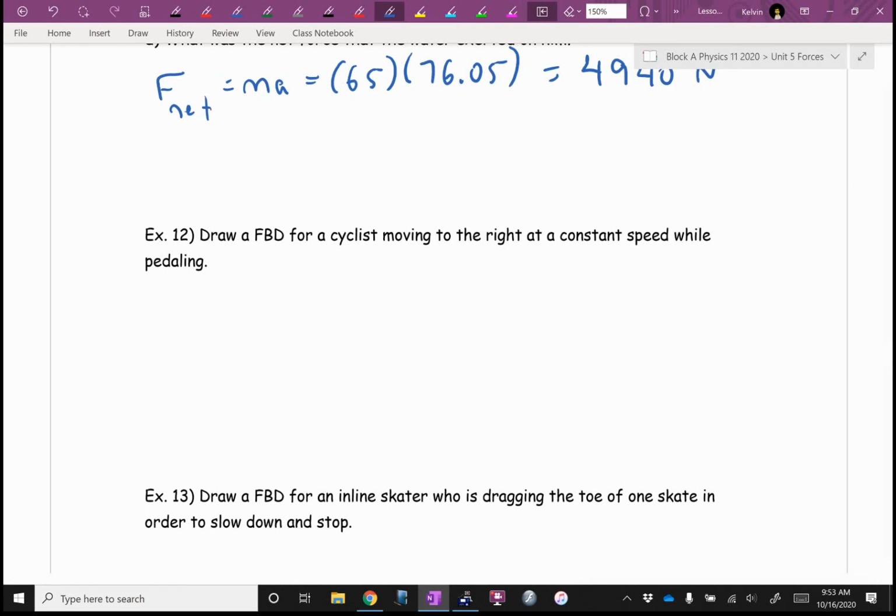For a cyclist moving to the right at a constant speed while pedaling. There's the cyclist. What are the forces acting on this cyclist? Get the obvious one. Is this cyclist sinking into the pavement like quicksand? Are they flying like Superman? So that means that vertically the forces must be balanced. So I'm missing something. Yes? Same size. And that would be F, I don't know, pavement.